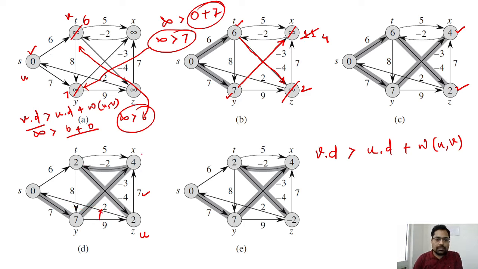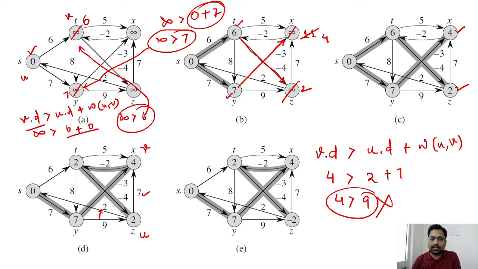If I put this one, so this is our V for the timing. For this case, d[V] means the distance, whether it is greater than 2 plus 7, is 4 greater than 9 or not. No, it is not greater than this, so we will stop relaxing that one. Okay, now we explore this one, and we are now saying this is U for us, and from this only one edge is connected, which is 2. You can say from this only one edge is connected.